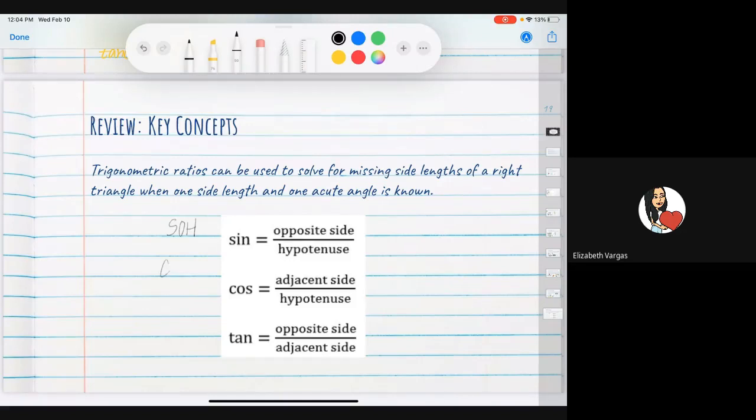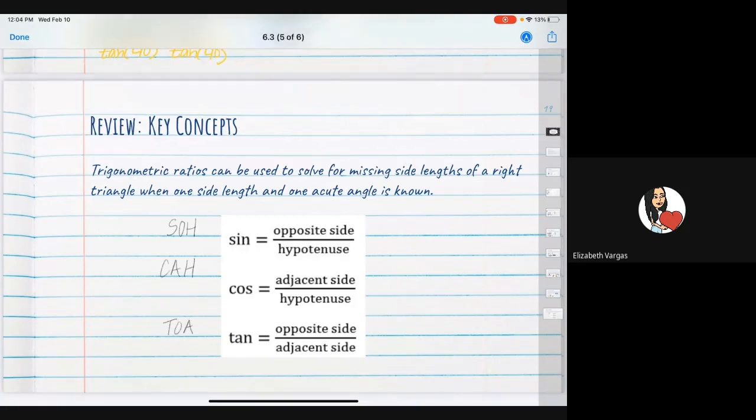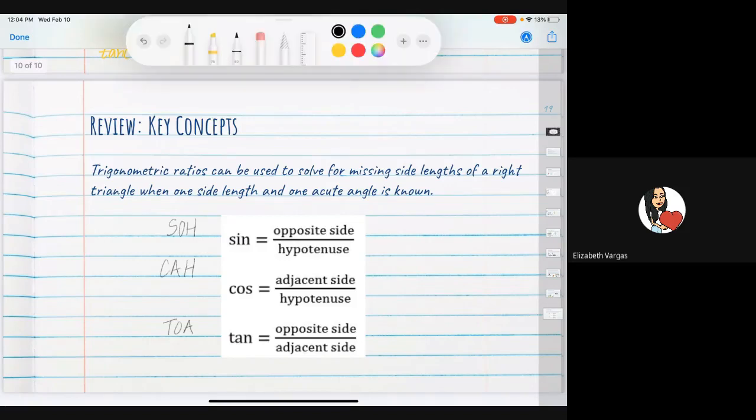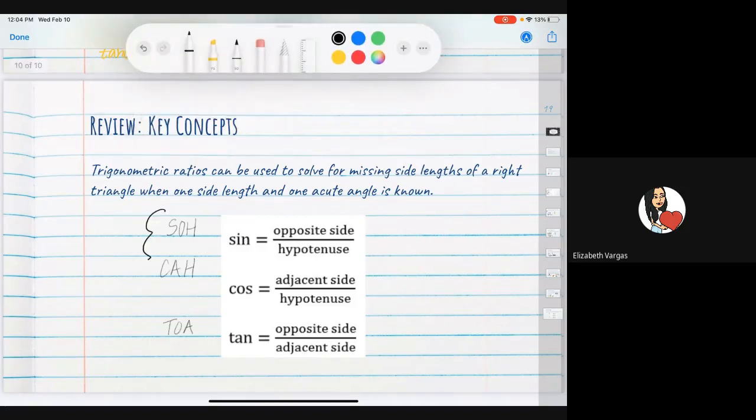Cos would be CAH, and tan would be TOA. So what you really should be able to do today is memorize SOHCAHTOA to help us identify which would be the best ratio to use to solve for the missing side length. Okay, any questions?